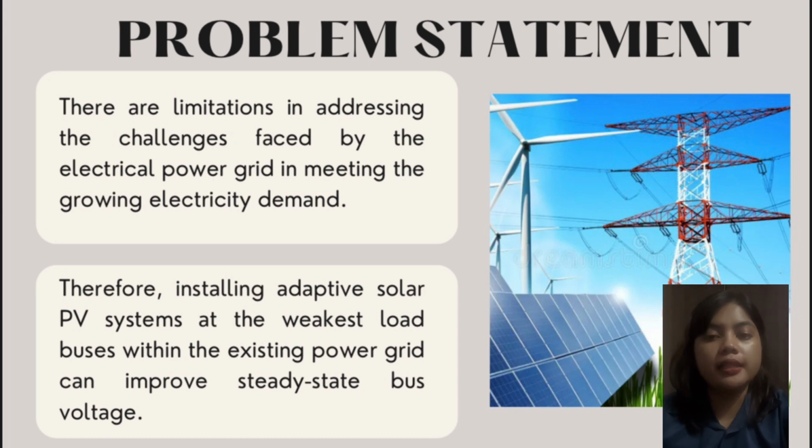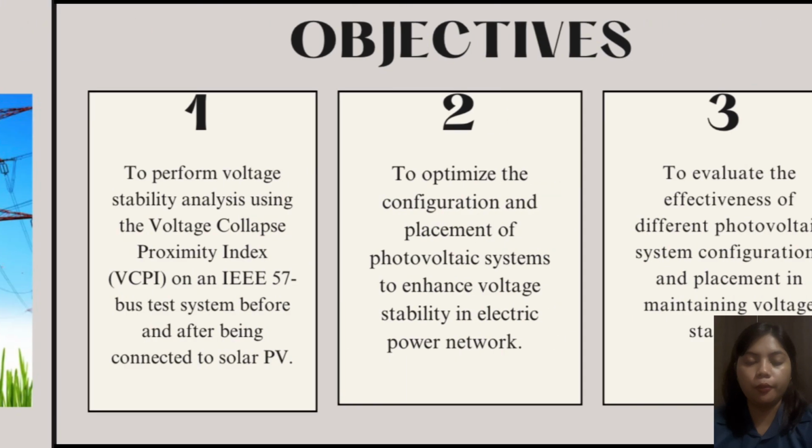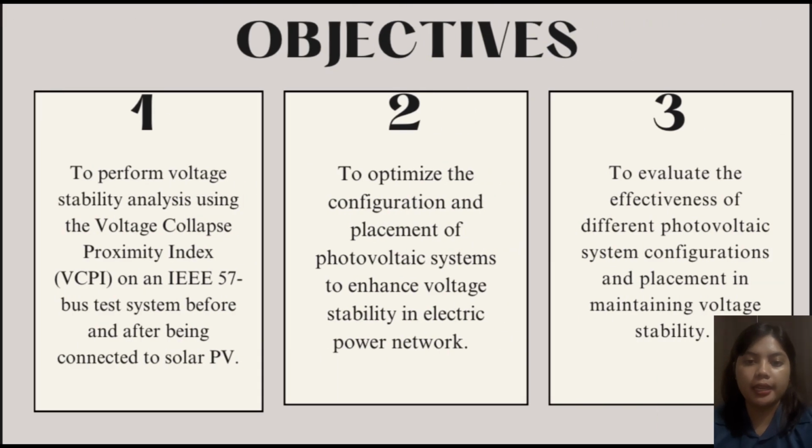So, why did this study use solar PV? It is because solar PV is one of the fastest growing renewable energy sources in Malaysia. Objective 1: to perform voltage stability analysis on the 57 bus test system before and after connecting to solar PV. VCPI is a technique to measure voltage stability rather than observing the voltage magnitude.